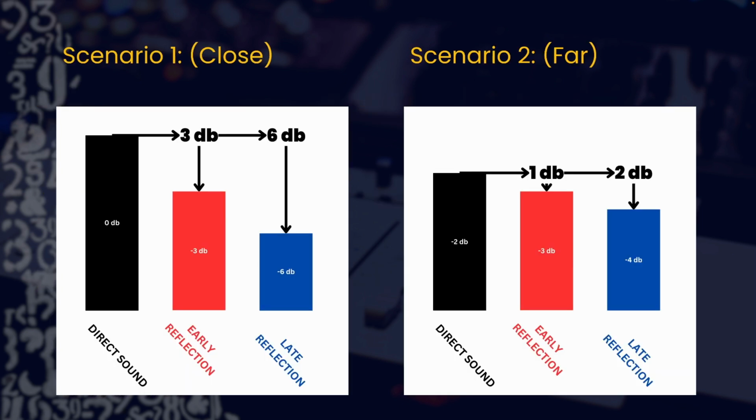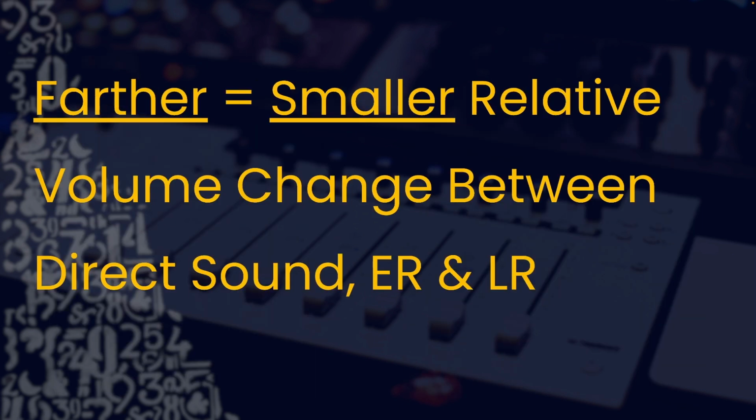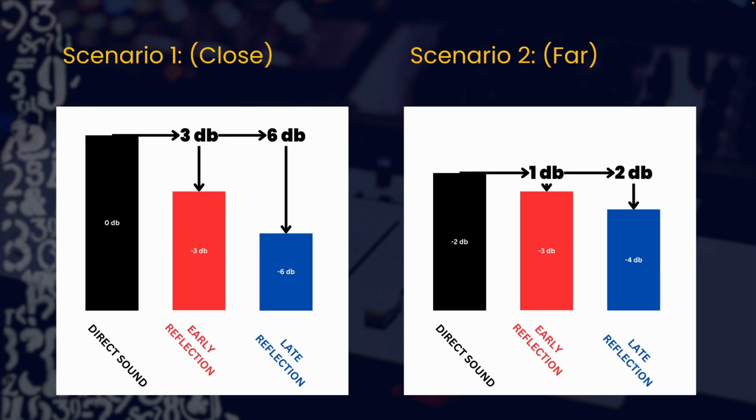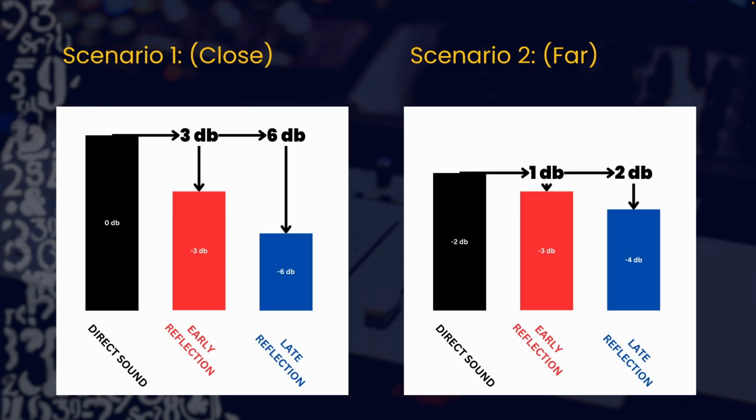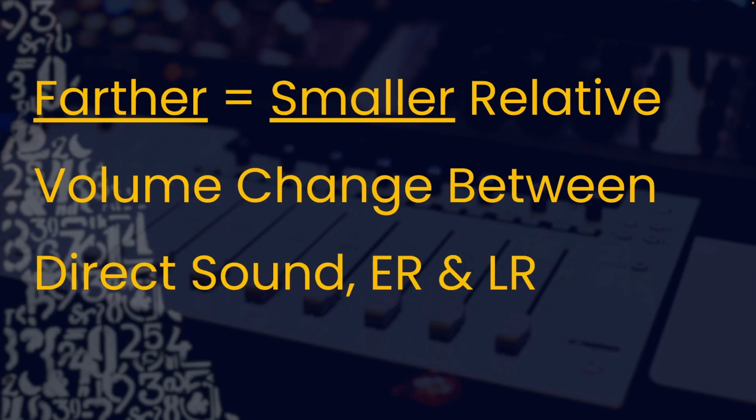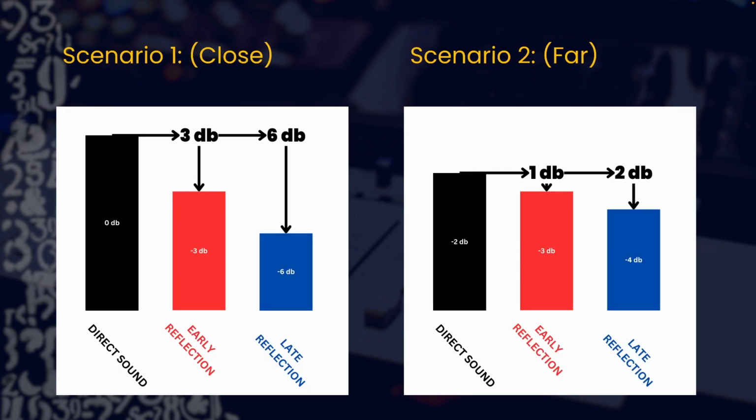Okay, so that's the one on the left. The next one is the farther away an item is, the smaller relative change between direct sound, early reflection, and late reflection. That is scenario 2. Okay, in case you don't understand the graphs, you can use these definitions. But the graphs to me are much more helpful.